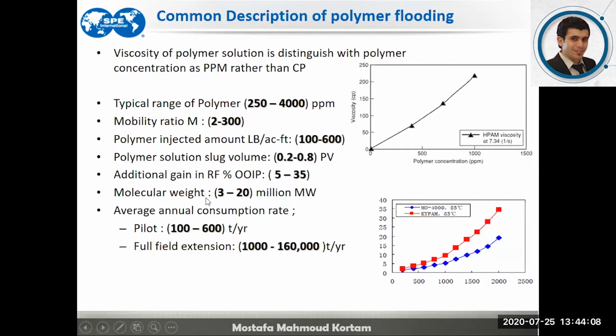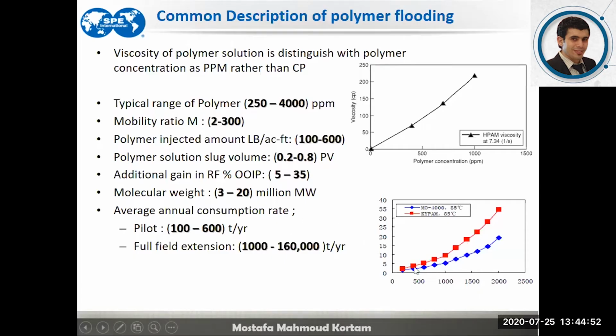The molecular weight of the polymer varies. Most of the range is from 3 to 20 million molecular weight. The average annual consumption rate for a pilot, if you are just working with 1 or 2 wells, is just from 100 to 600 tons per year. But in the case of a full field extension, with several wells and different reservoirs undergoing polymer injection, it may require 1,000 tons to 160 tons. Of course, you are expecting that this is the value for the Daqing field, the largest polymer flooding field.